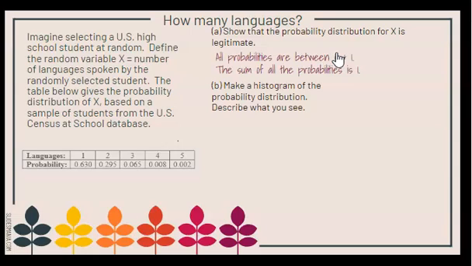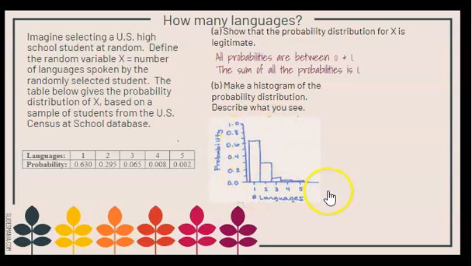Now, B says, make a histogram of the probability distribution that you see. So here I've drawn a histogram. I want to point out a few things. The x-axis is the outcomes, the number of languages. My y-axis is the probabilities. I did go from 0 to 1 on this, but I really didn't have to. If you look at the probabilities, the highest one was 0.63, so I could have scaled this up to 0.7 and been fine.